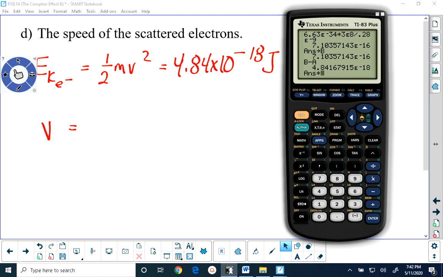So if we take that energy and multiply by 2, and then divide by the mass of the electron, then take the square root of the answer, we're done. The answer is 3.26 multiplied by 10 to the 6 meters per second.